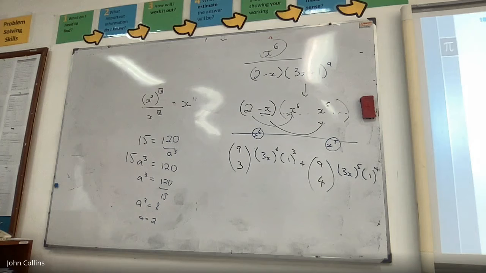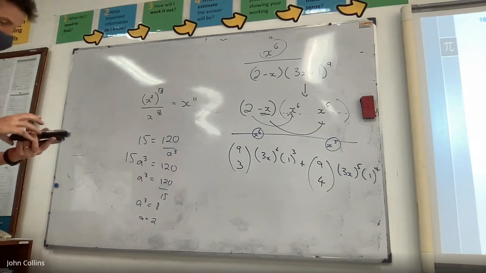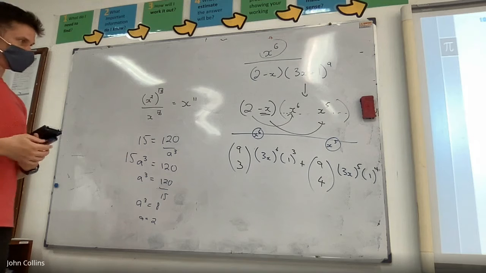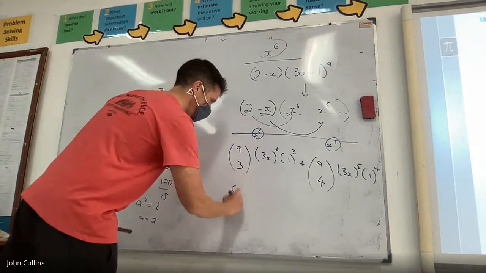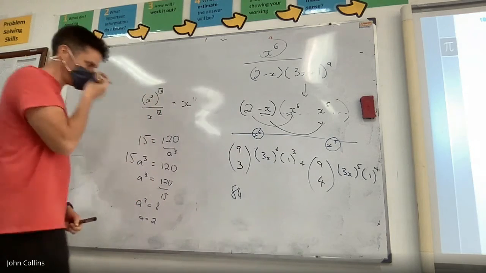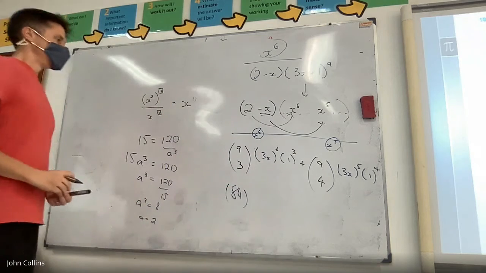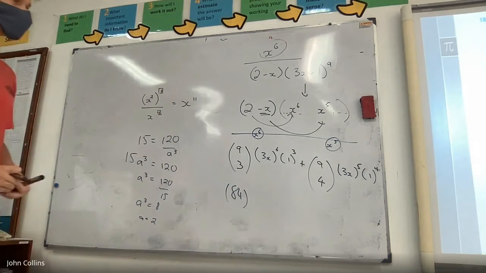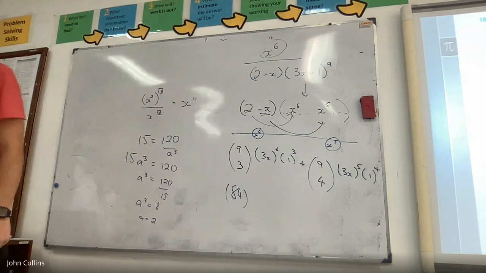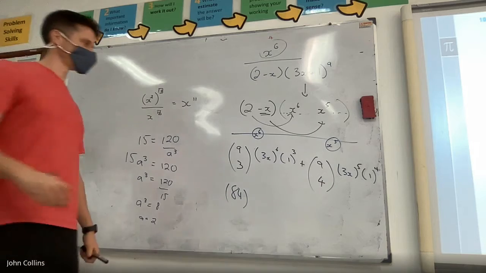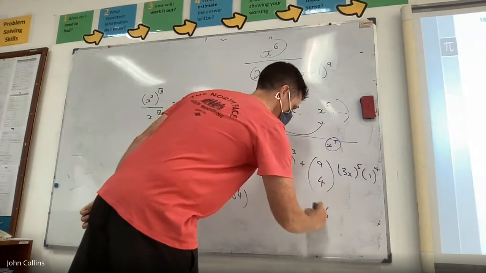I don't have my calculator ready. What's your organization? 9 choose 3, and 9 choose 4. 9 choose 3 is 84. Okay, nCr, so that's 84. Oh, I need to do 3 to the power 6 as well. But anyway, 9 choose 4 is 126. Okay, that's 126.